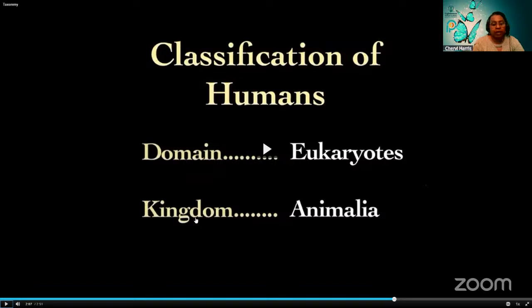All right, our next step is what kingdom are we in? So we are classified as animals. We're not classified as plants or fungi. So we're in the kingdom of Animalia.